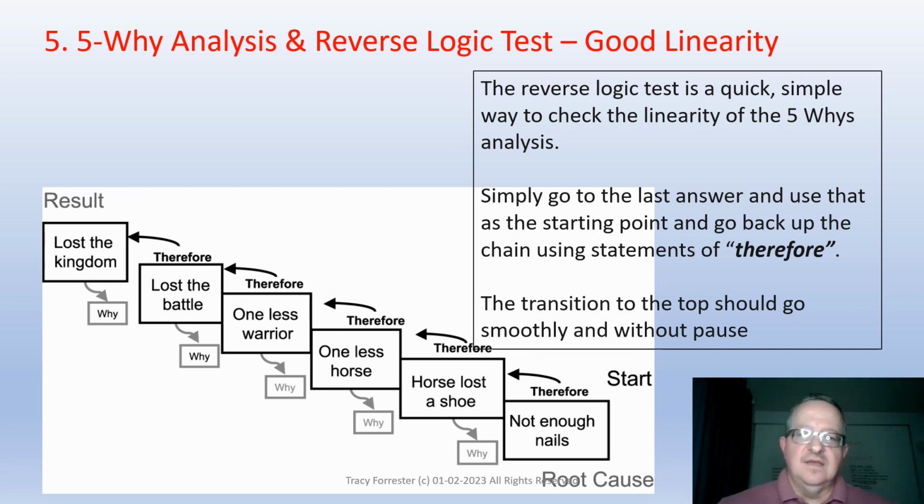And as I look at this, all I've got to do to check the linearity, if it isn't real clear already, is to take that last item, which is not enough nails, and create a series of declarative statements using therefore, transitioning back to the top from the bottom. So starting with not enough nails, therefore the horse lost a shoe, therefore there was one less horse, therefore one less warrior, therefore we lost the battle, therefore we lost the kingdom. So as you can see, it transitioned very smoothly. There wasn't a lot of difficulty in flow going from the top to the bottom or the bottom to the top.